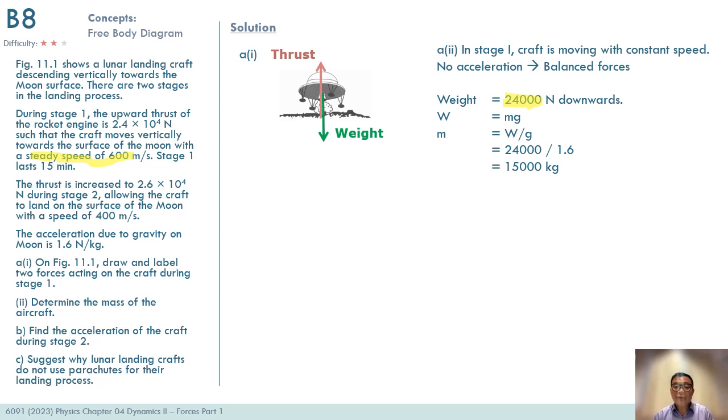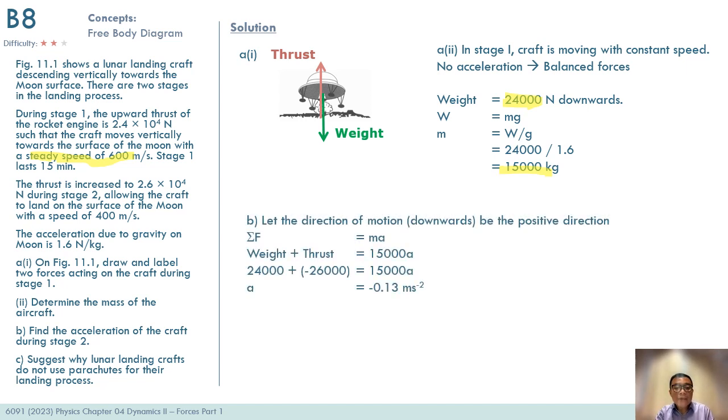So with this, we just need to use a formula that we have learned in the previous chapter. Weight equals mass times the gravitational acceleration, and on the moon the g value is 1.6 Newton per kilogram as given in the question, and you can then figure out what is the mass of this object.